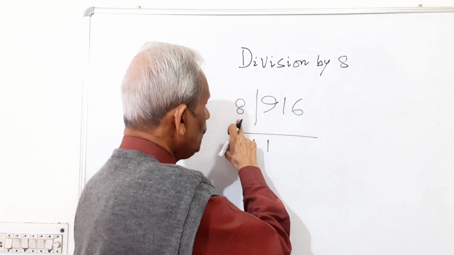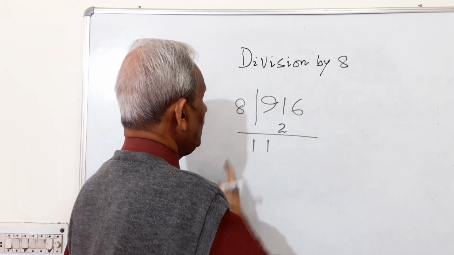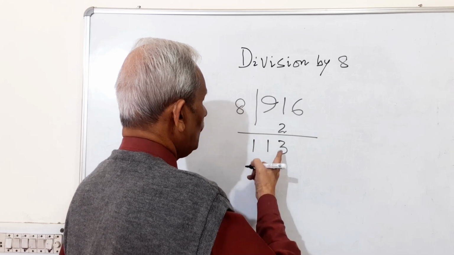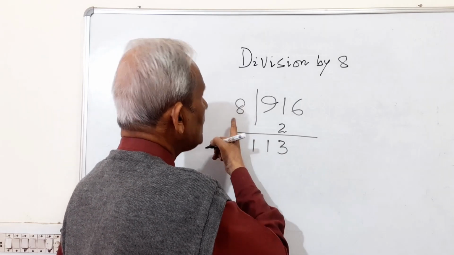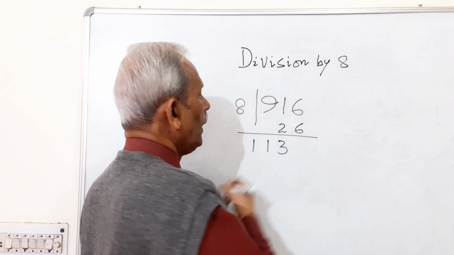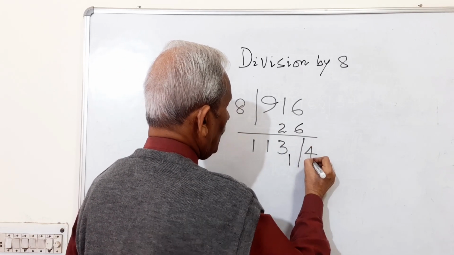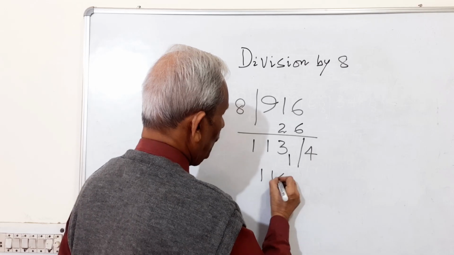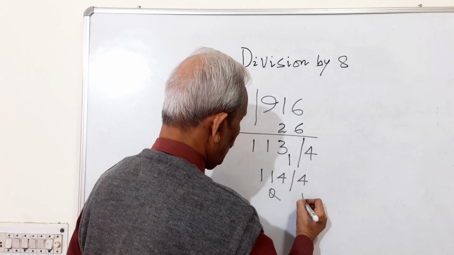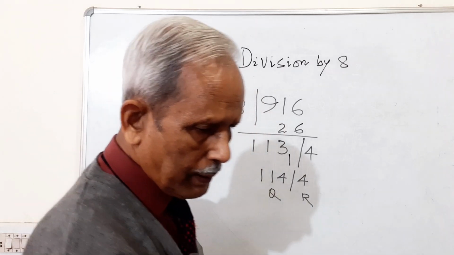You remember it. 2 into 1 is 2. We write down 2 here. 2 plus 1, 3. 8 does not go into it. So we write down 3 here. Now 3 into 2, 6. We write 6 here. 6 plus 6 is 12. 8 goes 1 time. What's remaining? 4. So the answer is 1, 1, 4 and 4. 1, 1, 4 is the quotient and 4 is the remainder.